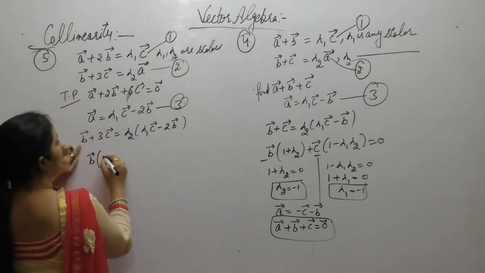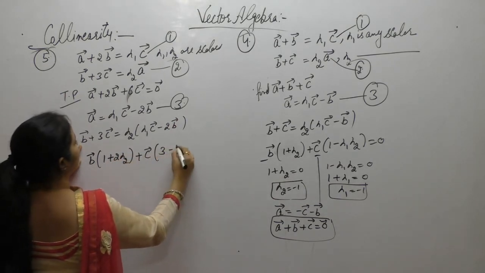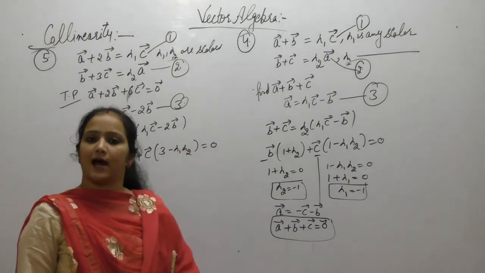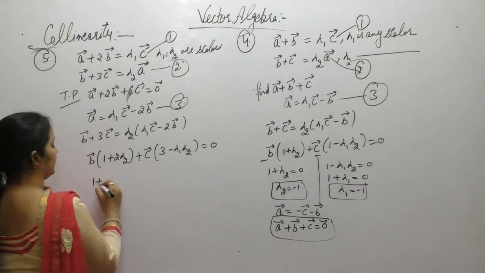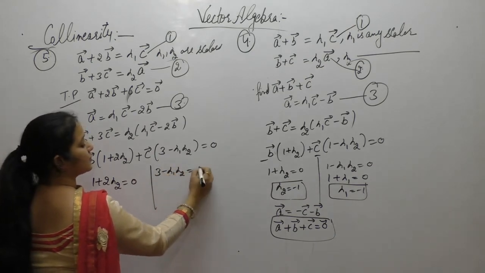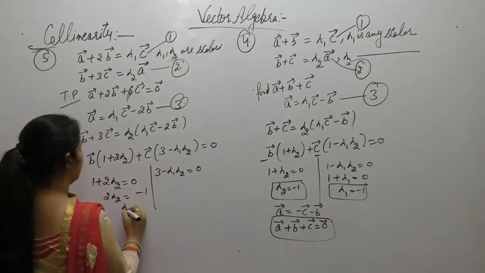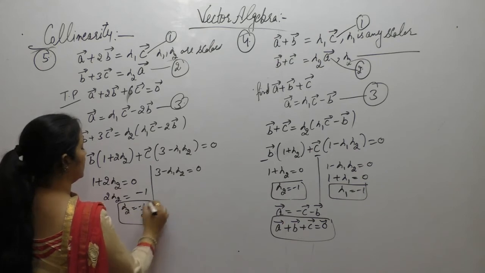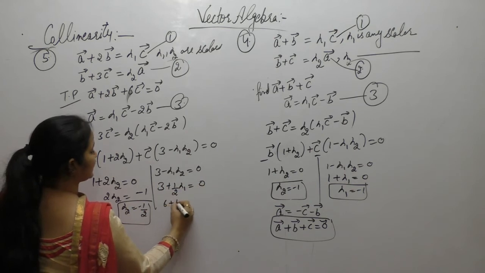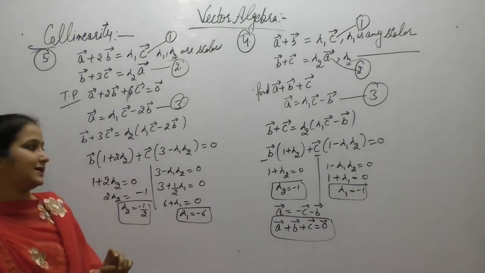Now B vector into (1 plus 2 lambda 2) plus C vector into (3 minus lambda 1 lambda 2) is equal to 0. Now A, B and C are non-zero vectors. Therefore, either 1 plus 2 lambda 2 is 0 or this is equal to 0. From here, we find the value of lambda 2 is minus 1 by 2. Put the value of lambda 2 here: 6 plus lambda 1 is 0. So we get the value of lambda 1 as minus 6.